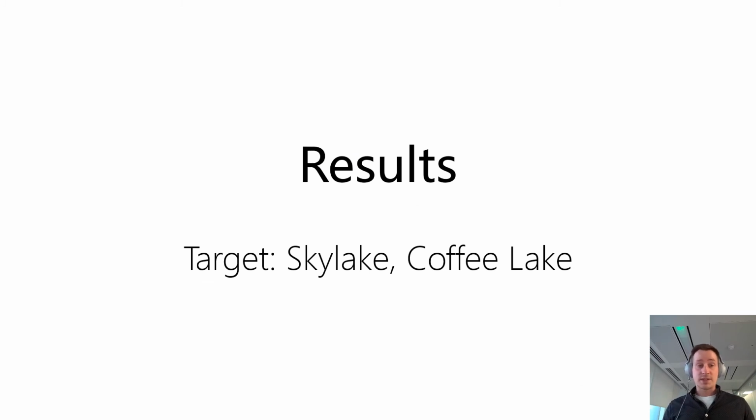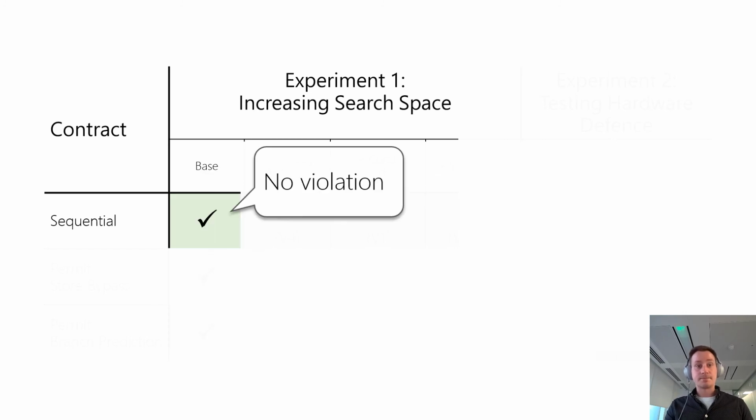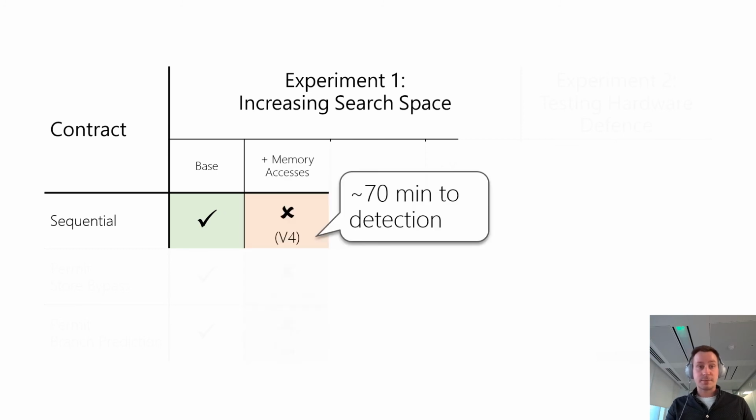So overall, that's how we build Revisor. Now, finally, let's see how well Revisor behaves in practice. So in our evaluation, we tested 2 Intel CPUs, Skylake and Coffee Lake. And we tested them against several combinations of contracts and in different experimental setups. We began with testing a tiny set of x86, only arithmetic instructions, against a contract that does not permit any speculation. As we expected, we did not find any violations.